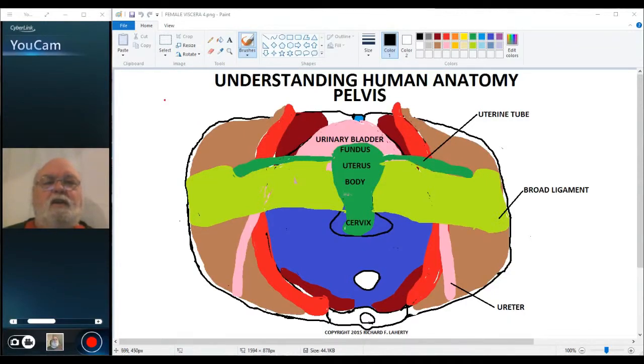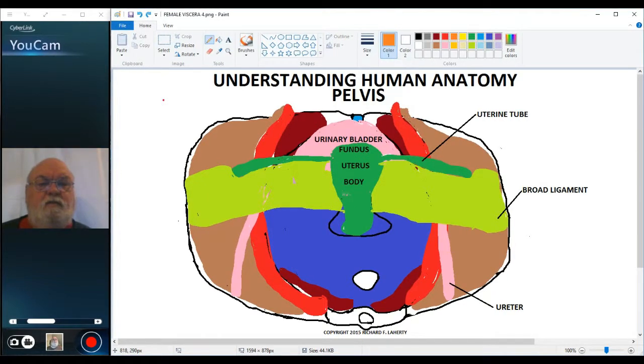Welcome to Understanding Human Anatomy and our discussion of the female pelvis and the viscera within it. In the last video, I left off with this diagram. You can see the uterus, part of the uterine tube, and the broad ligament. I will begin by drawing in the ovary, which sits on the posterior surface of the broad ligament.